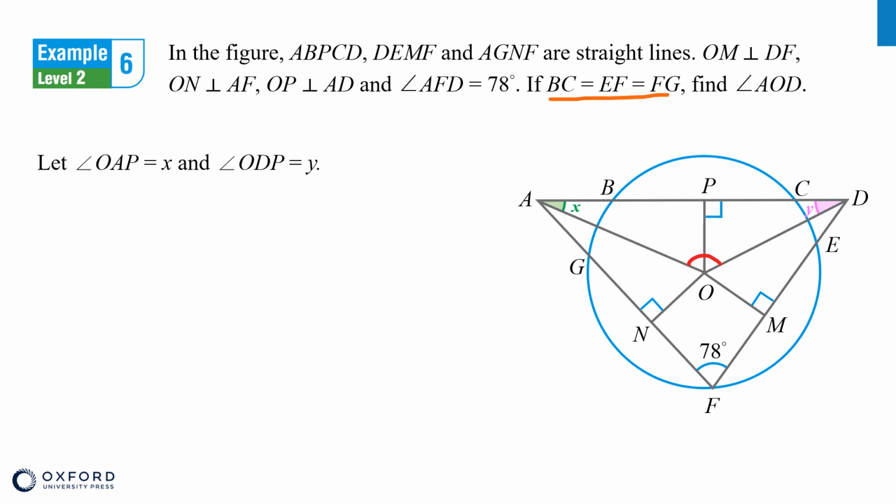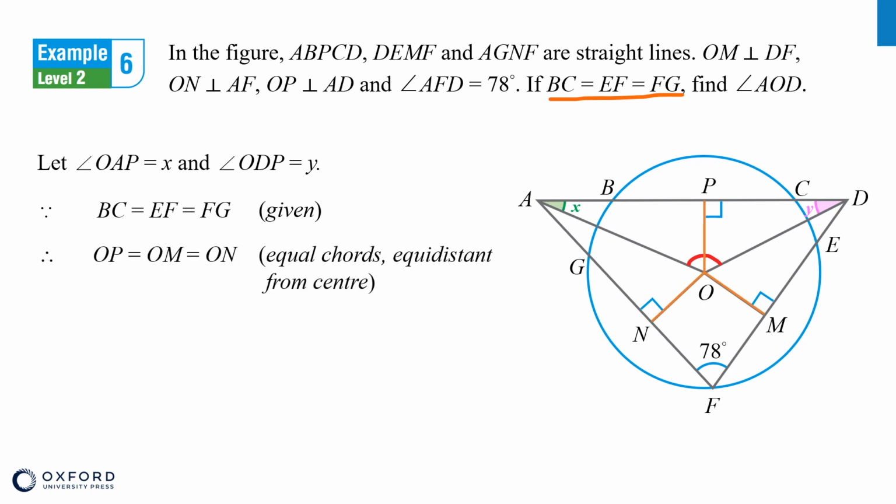We know that BC is equal to EF and is equal to FG, and we learned that equal chords are equidistant from the center. So we have OP is equal to OM and is equal to ON.